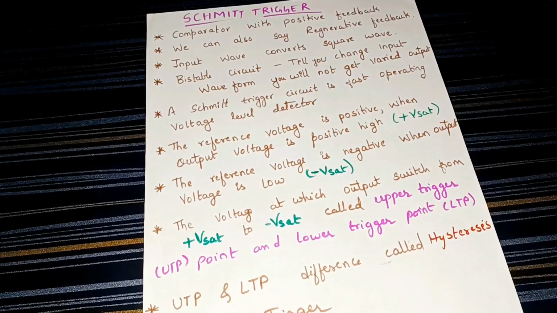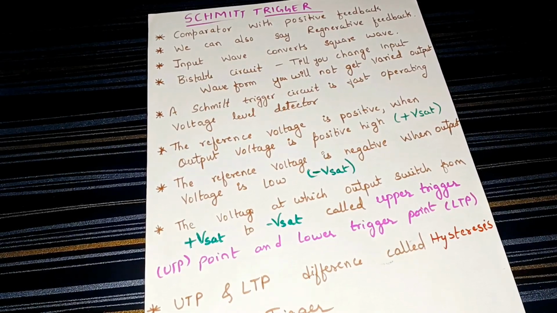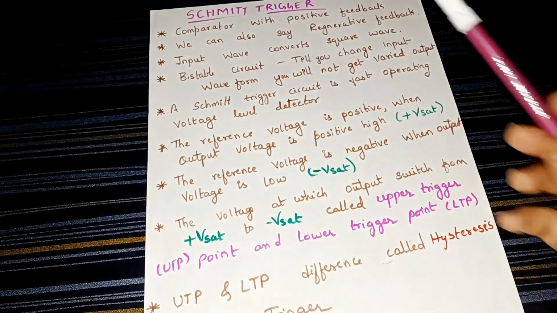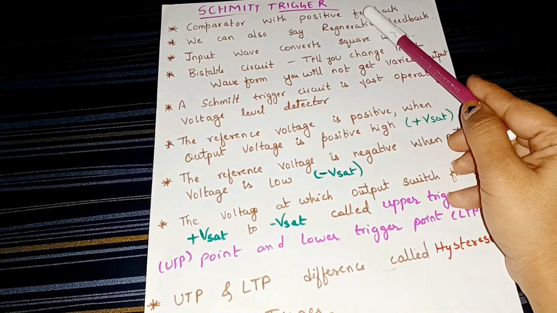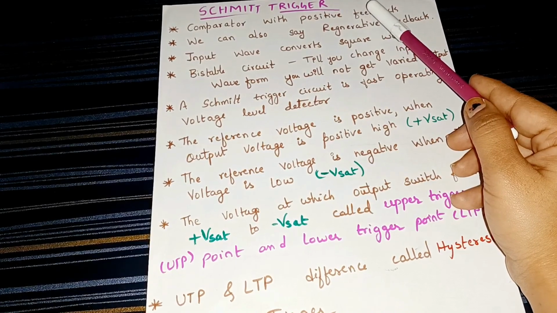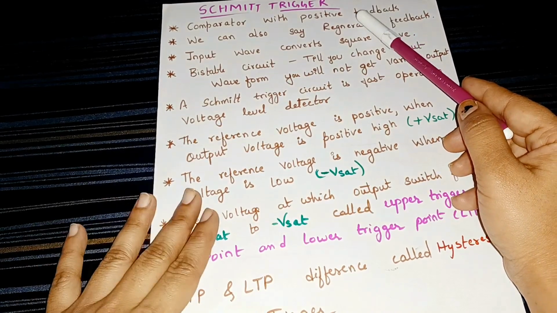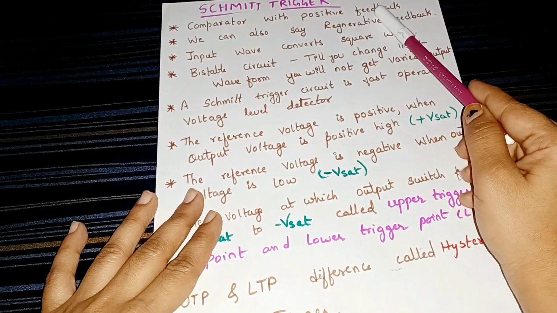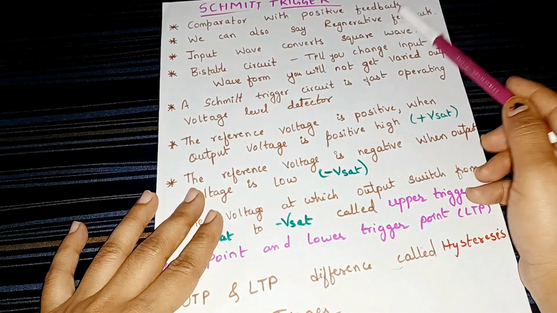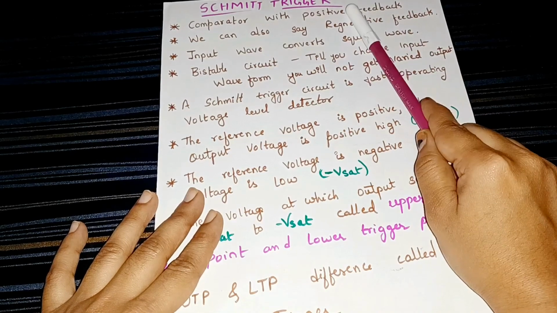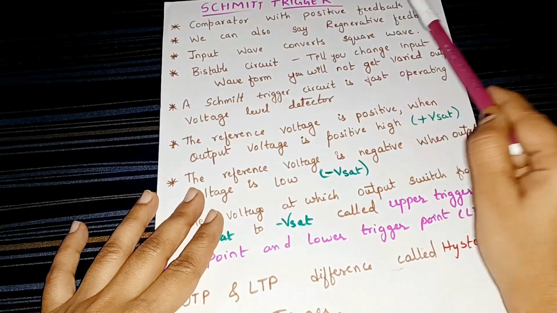Hello everyone, in today's video we are discussing the Schmitt trigger. A Schmitt trigger is nothing but a comparator with positive feedback. Previously, with peak detectors and op-amps, we had positive feedback only if required. But here the comparator is always with positive feedback.